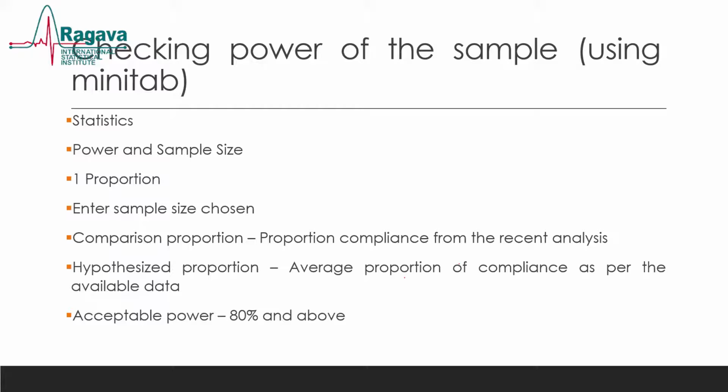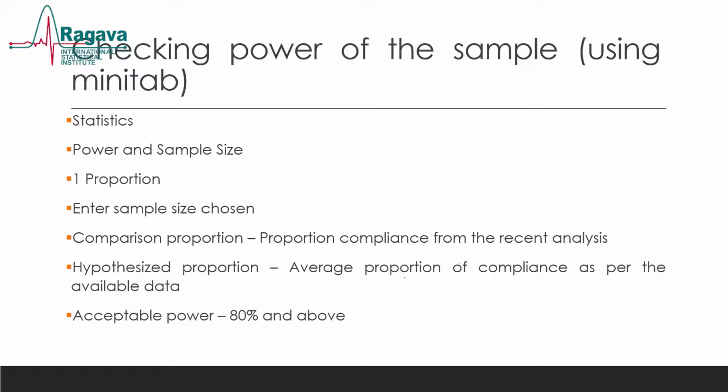In case you have historical data already, like today when I finish off my pilot study, my compliance rate looks at 80%. However, in the past, you have a set of data which is already available, and it is not 80%. Say it is about 78% or 79%. That will be your hypothesized proportion. And the acceptable power will be the one that is calculated once you enter the sample size, the comparison proportion, and this hypothesized proportion in your Minitab.